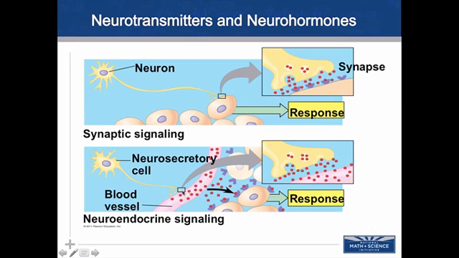Now you could have a neurosecretory cell releasing a signal into the bloodstream and getting a little bit farther. So you have to be careful when we classify signaling based on distance, because those lines sometimes are kind of blurred depending on the specific example that you're looking at. But basically we need to know different ways that cells can communicate with one another, and how they breach the gap or the distance.